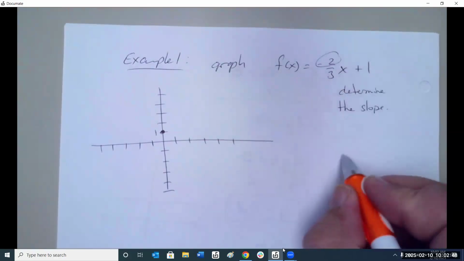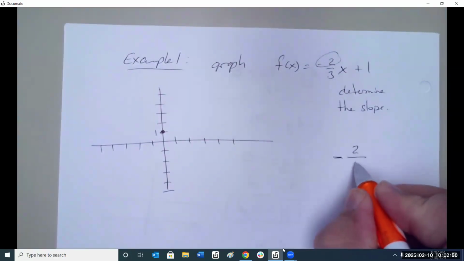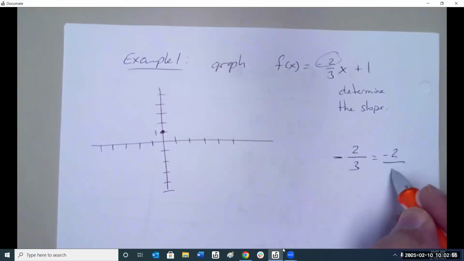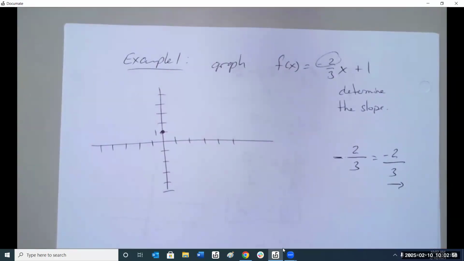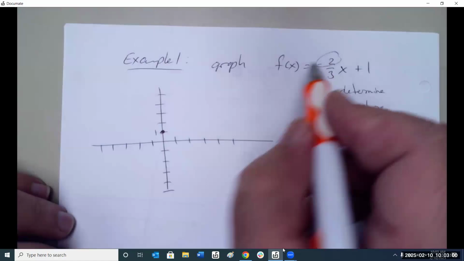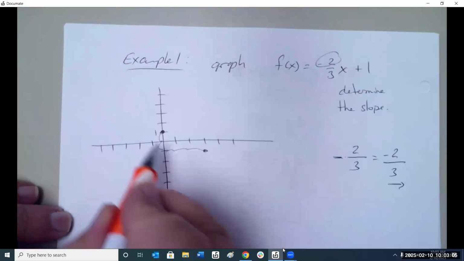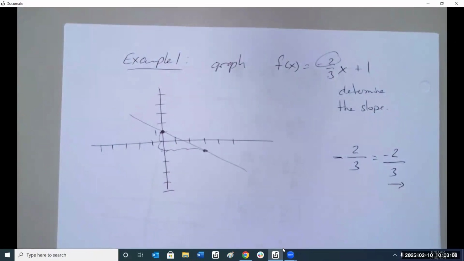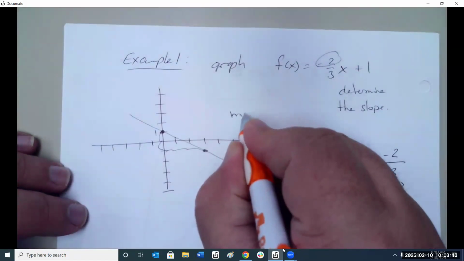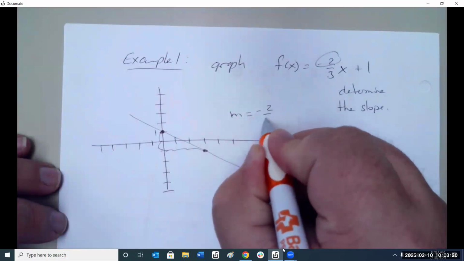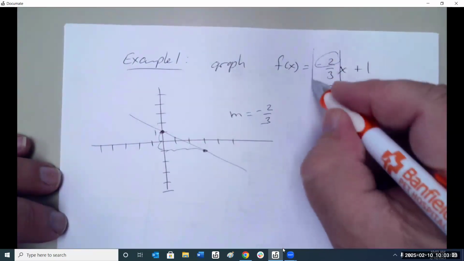If you ever have a slope that looks like this, the negative always goes with the top number. The bottom number always goes to the right. So we go down 2, 1, 2, and over 3, 1, 2, 3. And connect the dots. And there's your graph. So what's my slope? The slope is whatever's in front of the x.